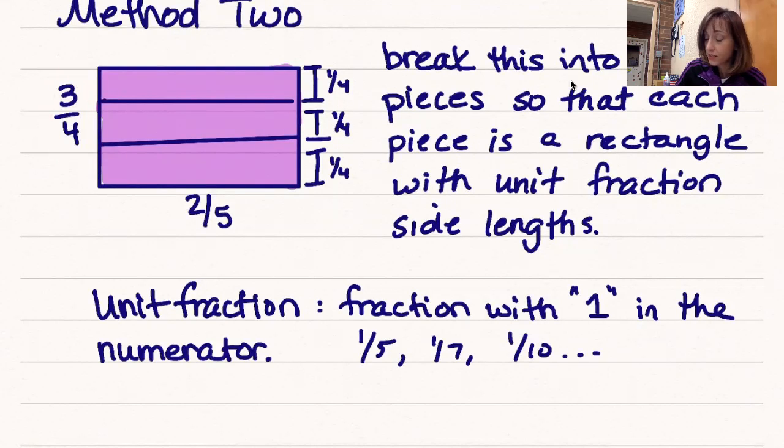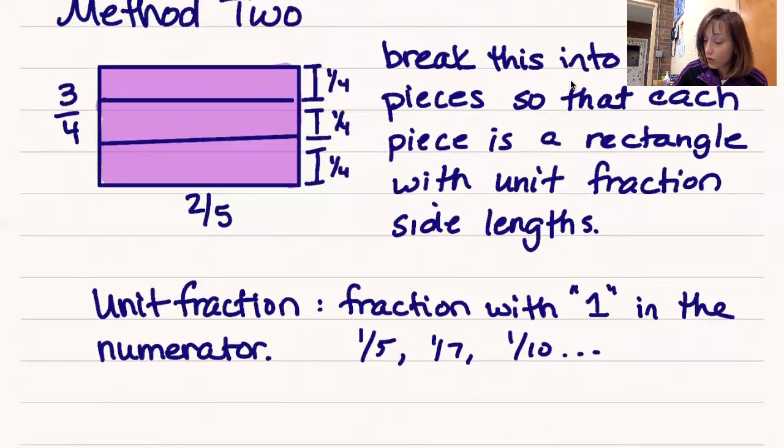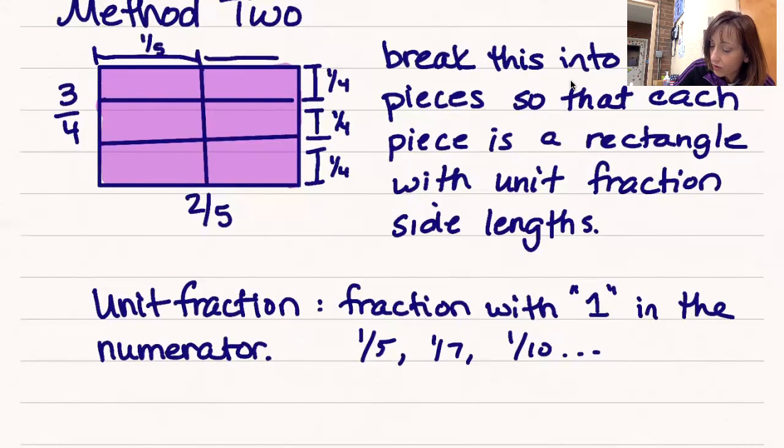Okay, and so now the next thing to do is to split the length. So we're going to go back to that numerator right here. This is going to tell me how many pieces I need to split this into. So we're going to split the length of your rectangle into 2 pieces, because again, the numerator tells you how many pieces to split that into. So I'm going to split that right there into 2 pieces. Now, can you tell me what's the length of that little width right there? That is 1/5. And this of course would also be 1/5, because 1/5 plus 1/5 would give me a total of 2/5, which is what we have right here.